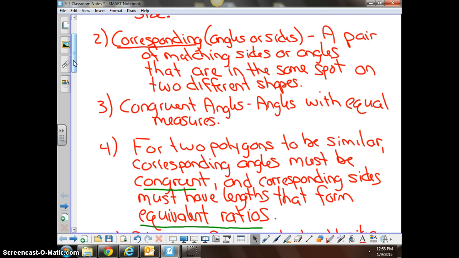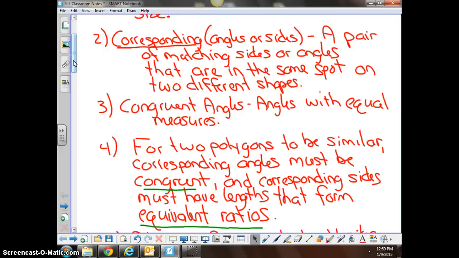Corresponding angles or sides, I'm referring to both here with this definition. A corresponding angle or a corresponding side would be a pair of matching sides or a pair of matching angles that are in the same spot on two different shapes. The shapes must be the exact same shape, but it does not have to be the exact same size shape. Again, you'll come back and we'll talk about corresponding.